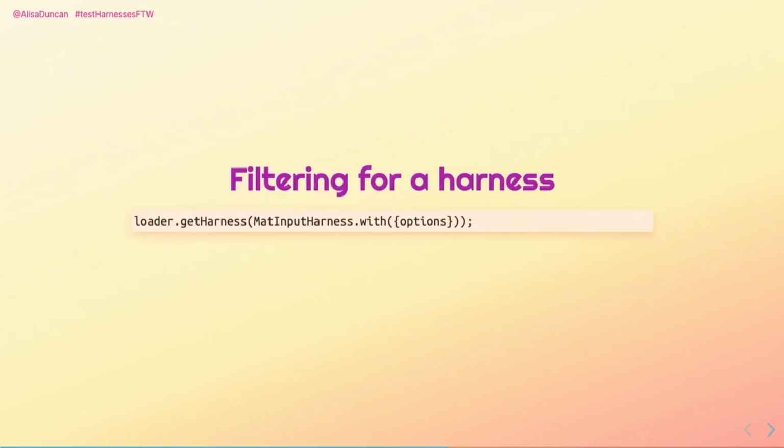You can also filter for a harness if you want to really focus your search. So this makes it easier to look for just the submit button, for example, with the text submit. So what you would do is look for the type of harness you're looking for, and then you use a static method with, which is a convention, and then you pass in these options.